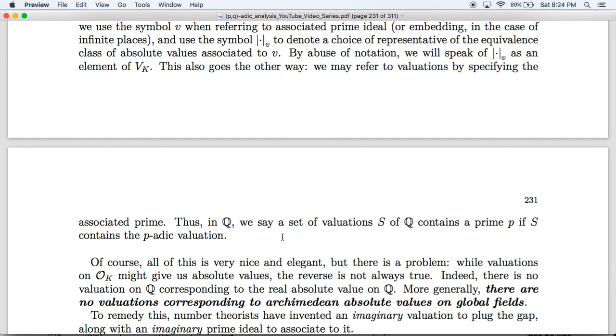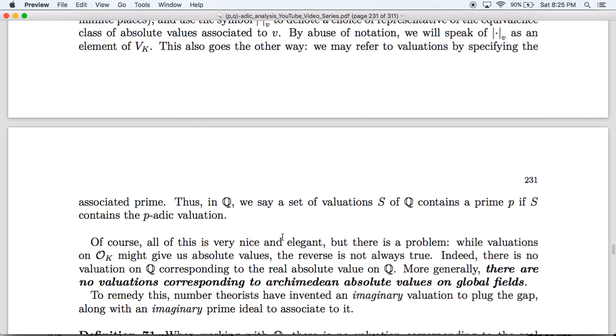So again, this is all very nice and elegant, but unfortunately there's a problem, and it's a rather big one. While valuations on O_K can be used as a recipe to give us absolute values, the reverse is not true. Indeed, if we're given a real absolute value on Q, there's no valuation on Q that corresponds to it. More generally, if I give you a global field, so a number field or a function field, and I give you an Archimedean absolute value, there's going to be no valuation that you can construct which induces that absolute value.